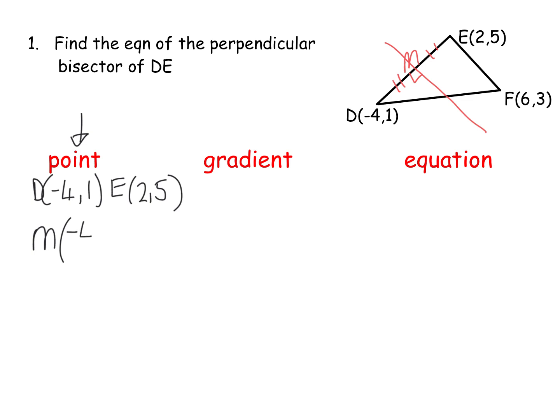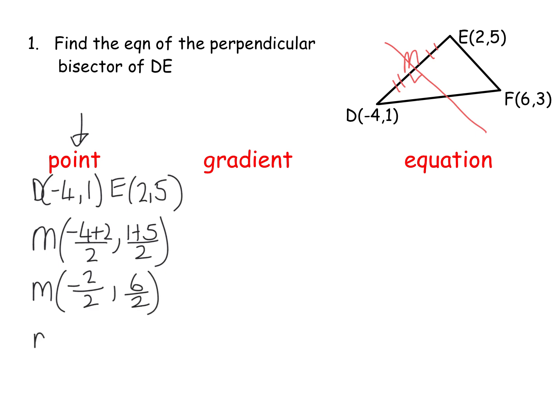So we have minus 4 plus 2, half it. Then we have 1 plus 5, and half it. This will give us minus 2, which we then half, and 6, which we then half, simplifying down to negative 1, 3. So that is my point.